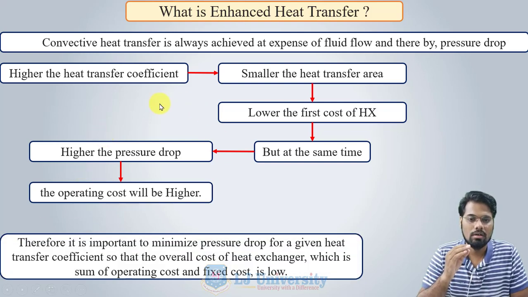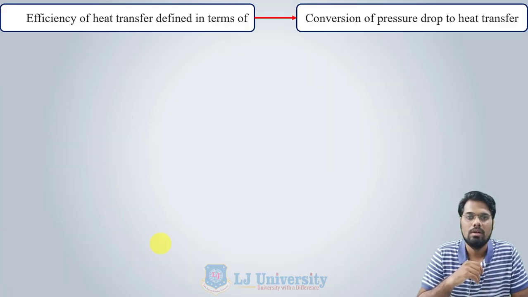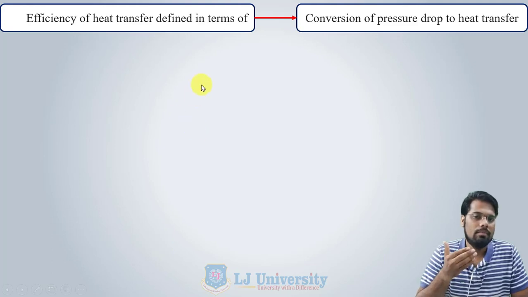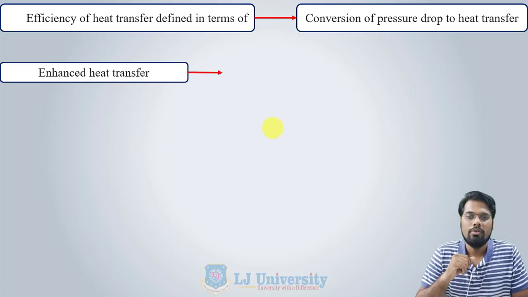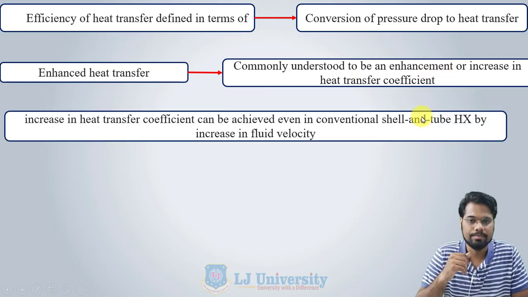Therefore it is important to minimize pressure drop for a given heat transfer coefficient, so that the overall cost of the heat exchanger, which is the sum of operating cost and fixed cost, is low. According to this, the efficiency of heat transfer can be defined in terms of conversion of pressure drop to heat transfer. Now, enhanced heat transfer is commonly understood to be an enhancement or increase in the heat transfer coefficient.